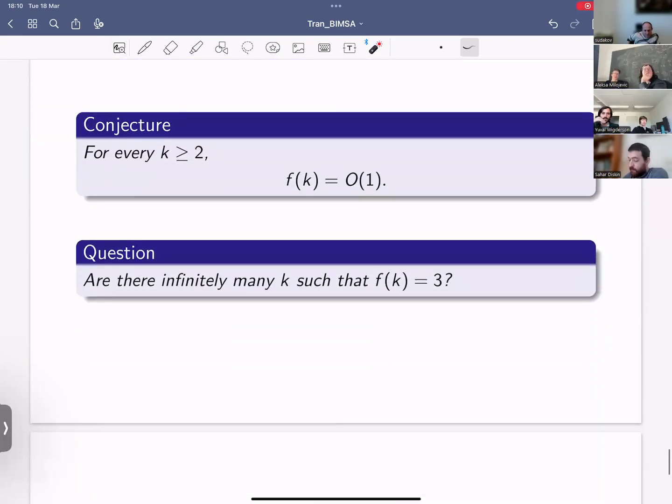Okay, so the conjecture is that it seems plausible that f of k is always bounded from above by an absolute constant. But can we prove that actually f of k equals 3, let's say for infinitely many k? Because certainly our method does not give this result.